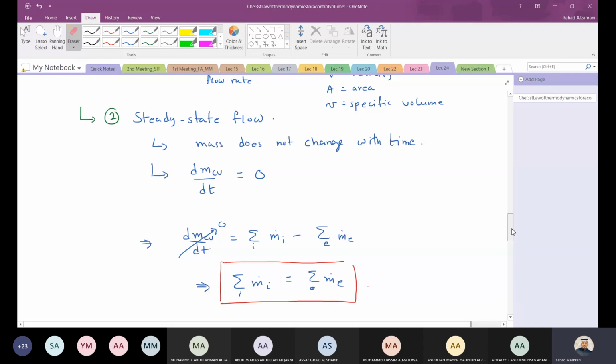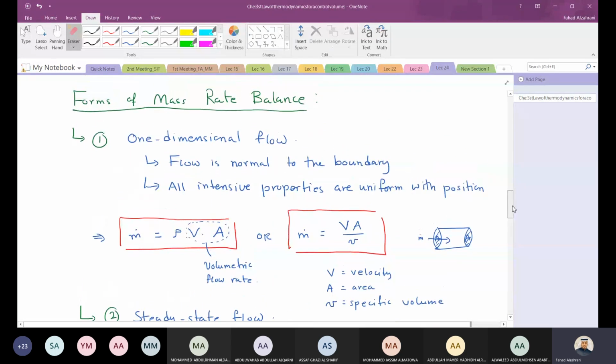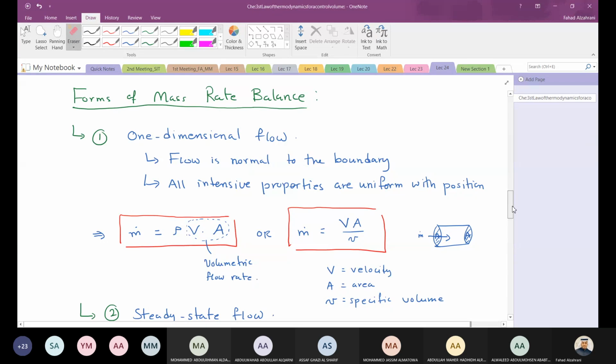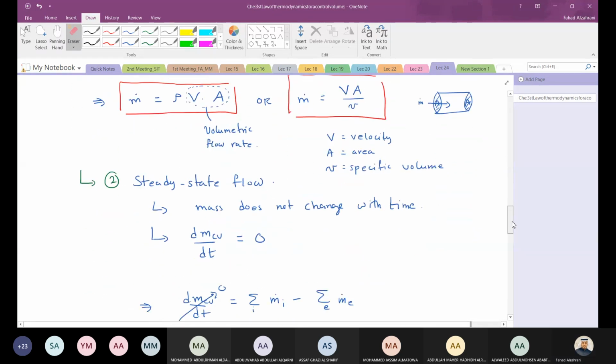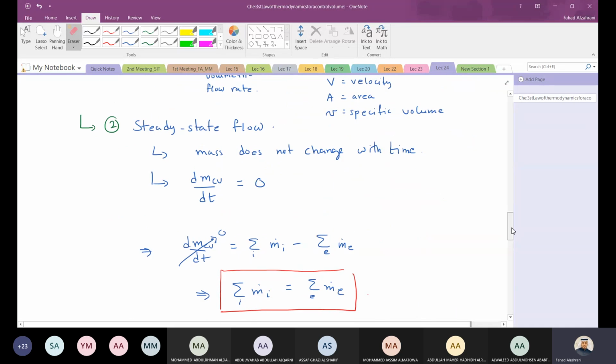Okay. So again, here we talked about one-dimensional flow, which m dot equal VA over specific volume, or VA times density. And then the steady state flow is the mass within the control volume does not change with time, which makes the dmCV over dt equal to 0.